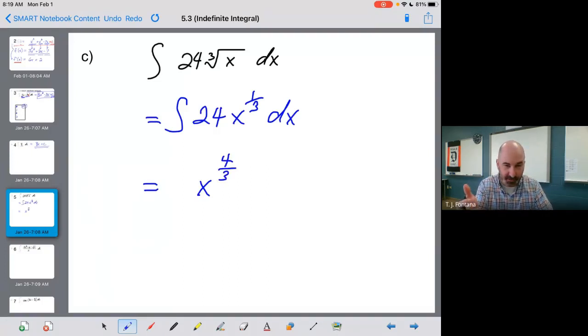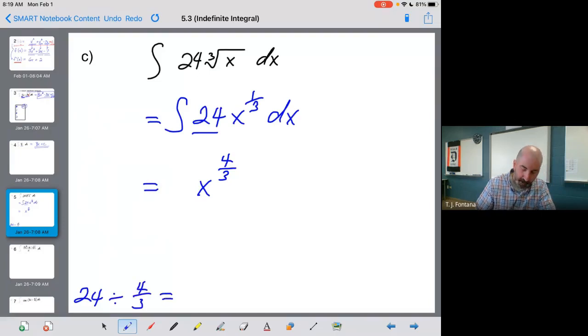And now this gets just a little bit tricky. We need to divide the existing coefficient of 24 by the new exponent, which is 4/3. So 24 is getting divided by the new exponent of 4/3. But I hope you guys haven't forgotten your 5th grade math. Mrs. Fontana would be very upset if you had. Dividing by a fraction is the same thing as doing what?